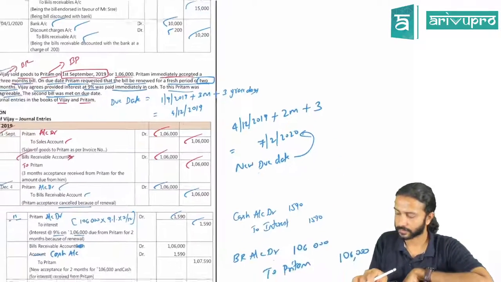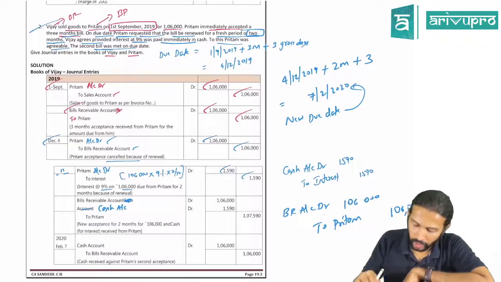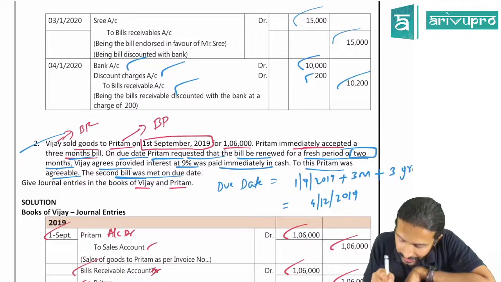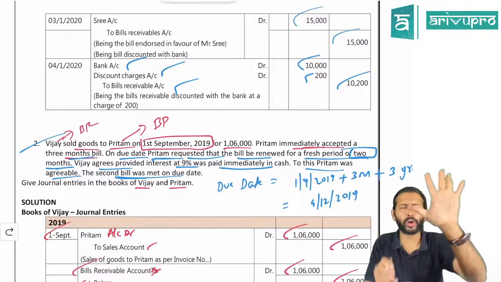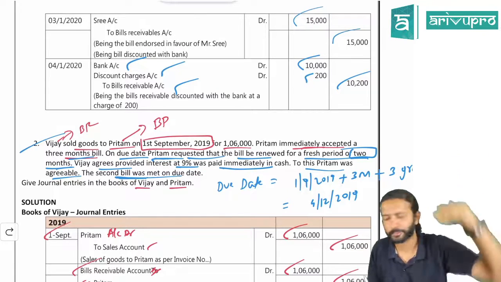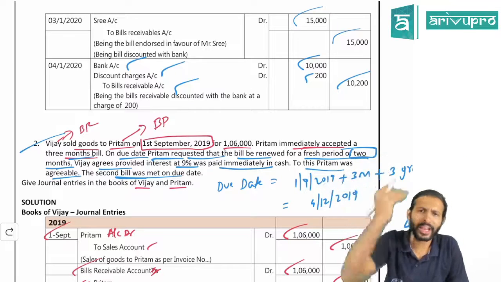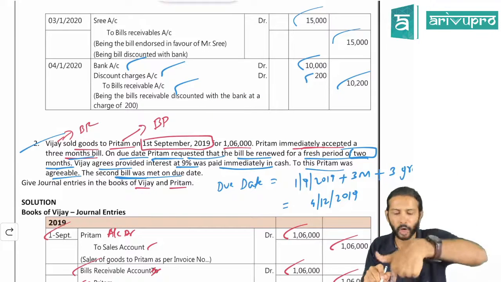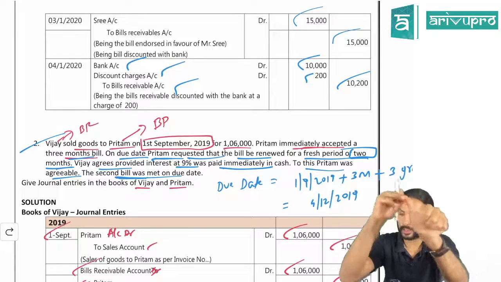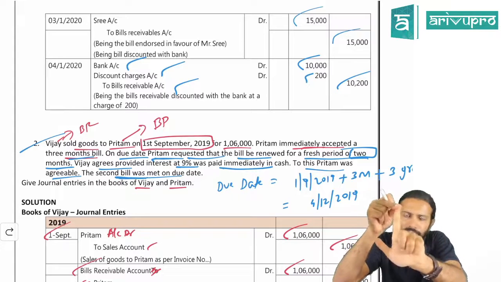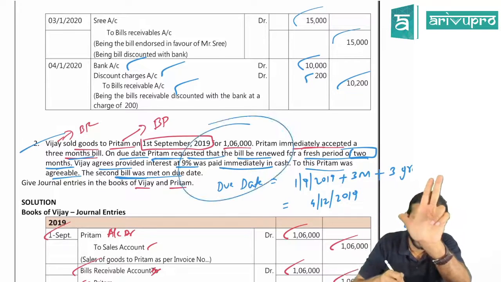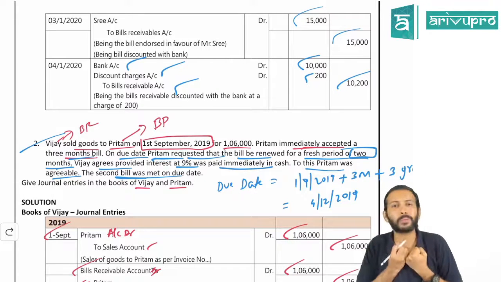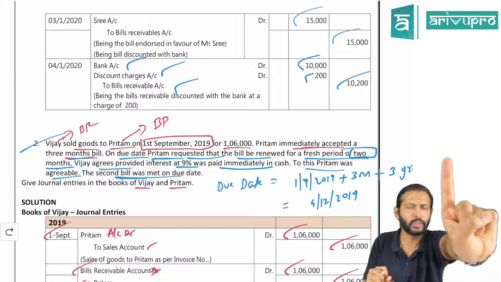On 7th February 2020, what did Preetham do? The second bill was met on the due date. On the due date, he was a good boy. He told us to take the money. We gave the bill to Preetham and we received the money. There are 3 options for a bill: kept with himself, discounted, or endorsed. Which option did Vijay do here? He has kept the bill with himself, so he has gone for option number 1.